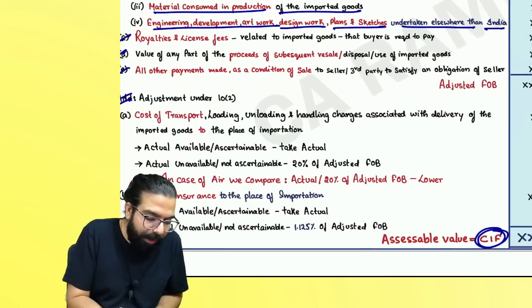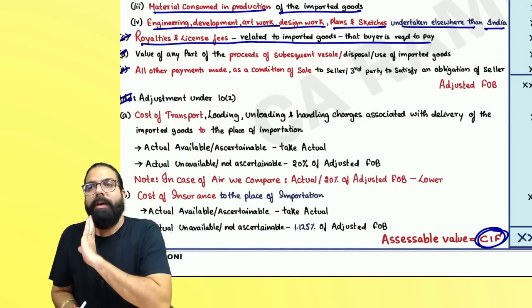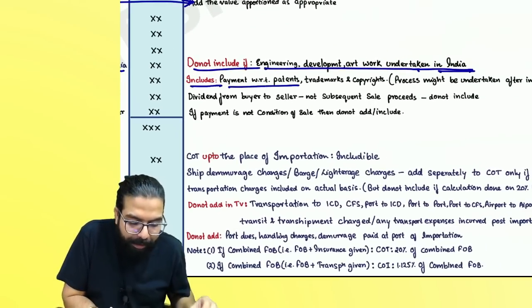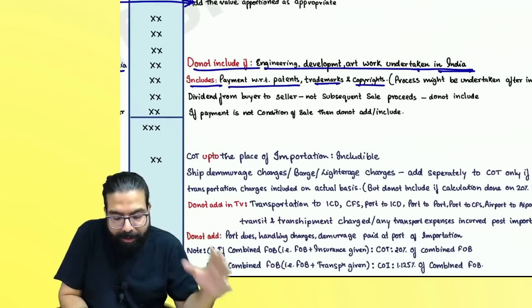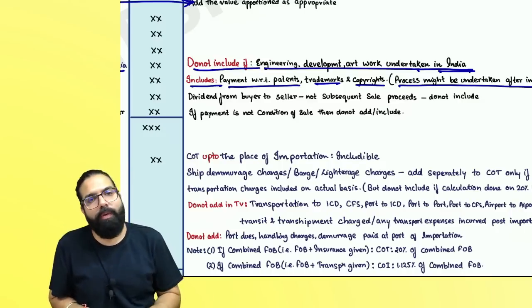Then the next one over here is royalty and license fees. Please include whatever the buyer is required to pay to the seller. Royalty and license fees are to be included. This includes payments made for patent, trademark, copyright. The process might be undertaken after import, but whatever license fees you are going ahead and paying, please include.